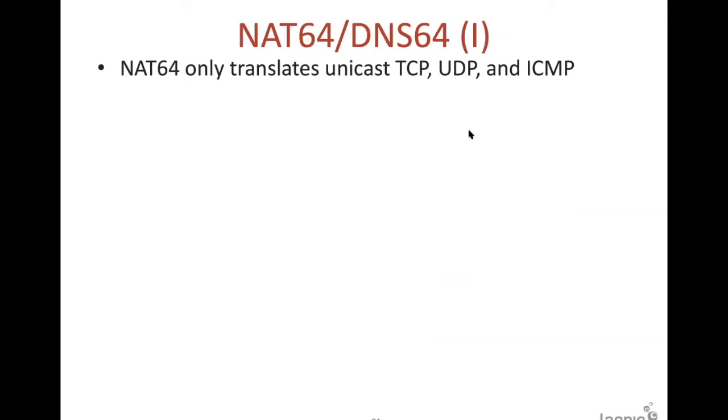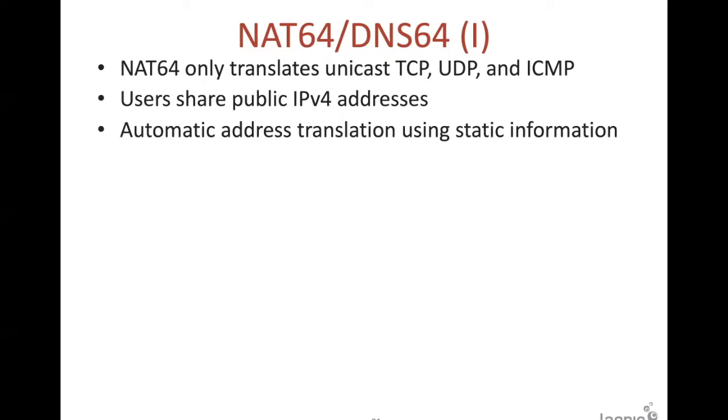Now that we know that an IPv4 host cannot talk with an IPv6 host, let's talk about NAT64 and DNS64. NAT, as all of you know, means network address translation. 64 means from IPv6 to IPv4, and also the other way around, from IPv4 to IPv6. And DNS64 is a technique where an IPv6 only host can receive IPv6 answers. Okay. Users share public IPv4 addresses. The translation is, of course, automatic.